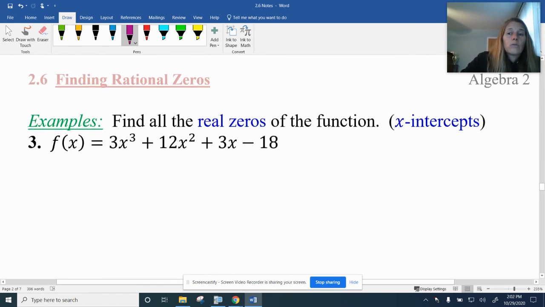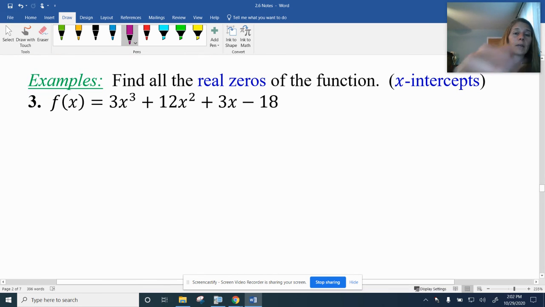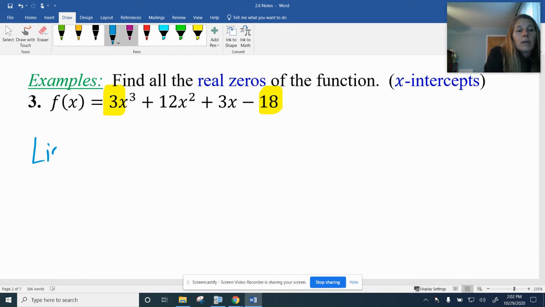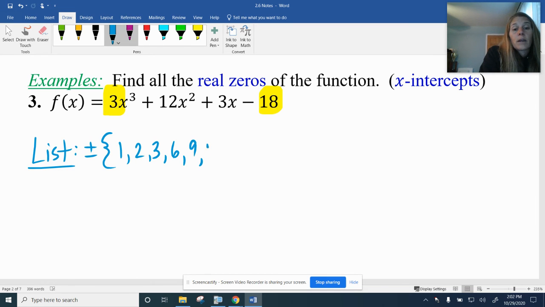Okay, so we got 2 more of these, I believe. Okay, same concept here. The factors of 18 over the factors of 3. So if I'm making my list, since 3 has 2 factors, 1 and 3, I'm going to put all my factors of 18 over 1 first. And then I'm going to put them over 3.